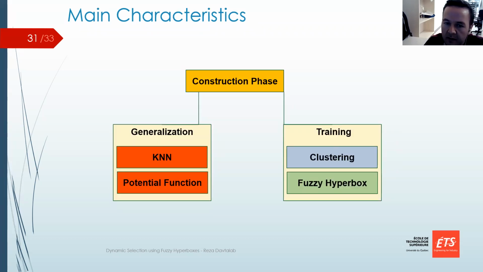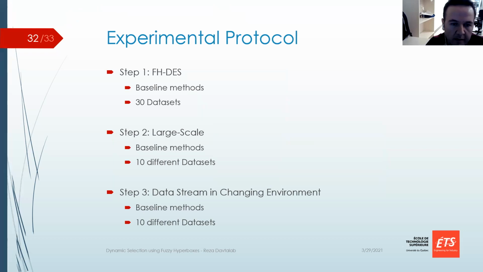And also we can divide these approaches regarding the activation phase. Some dynamic selection approaches construct the required elements during the generalization phase or on demand, for example, KNN or potential function. They are active during the generalization phase, and it wastes a lot of time in this phase, while clustering and the proposed approach formed needed hyperboxes or needed clusters during the training phase, and it saved a lot of time for us and for making faster decisions during the generalization phase.